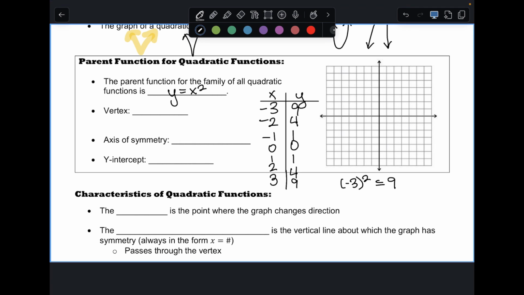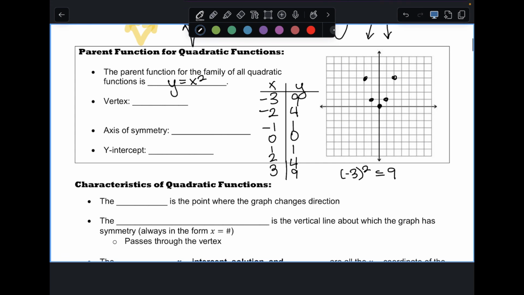I'm going to plot these points. 0, 0 right there. -1, 1. 1, 1. -2, 4. 2, 4. And then 3, 9 falls off your graph. So these 5 points show me my U shape. I'm going to connect them with a curve. I am terrible at drawing parabolas, especially on the iPad. I don't expect you to be perfect either. If it looks as good as mine or a little bit worse, that's fine.